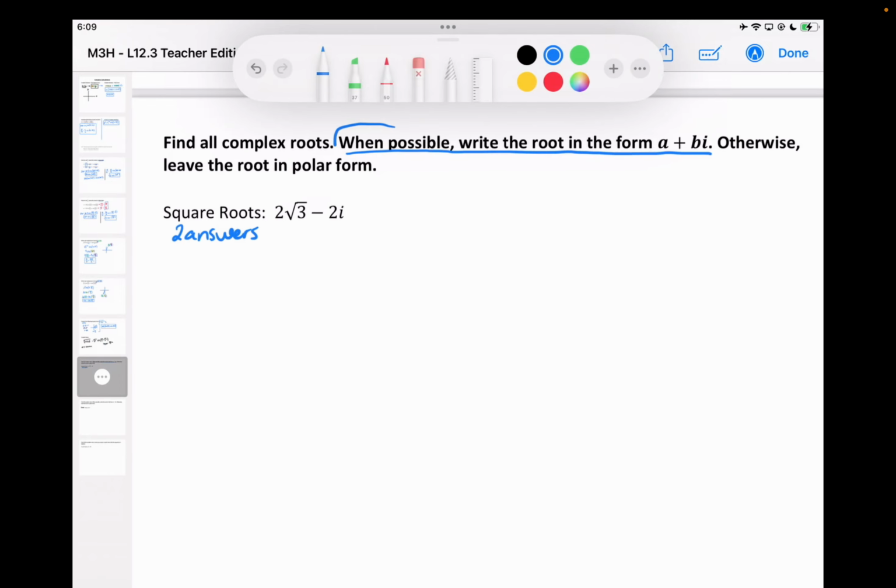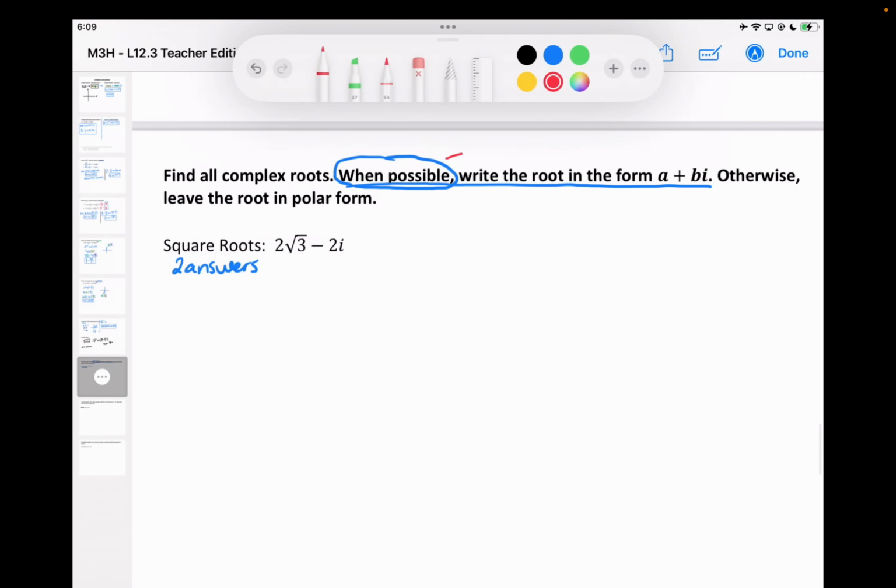So I want to talk about what when possible actually means. That just means it's one of your typical unit circle angles. So when I say typical, the ones you are used to. So pi 6, pi fourths, pi thirds, pi halves, all around the whole unit circle. That means if your answer gives you something like pi 18ths, you do not have to convert it to standard form. You just leave it in polar form.